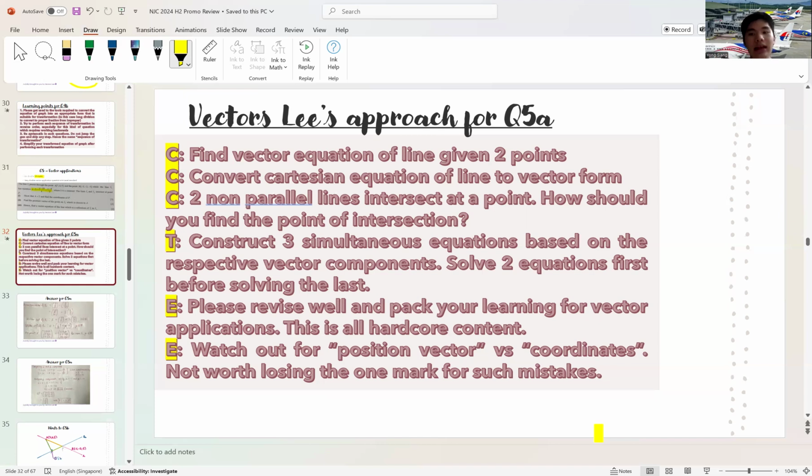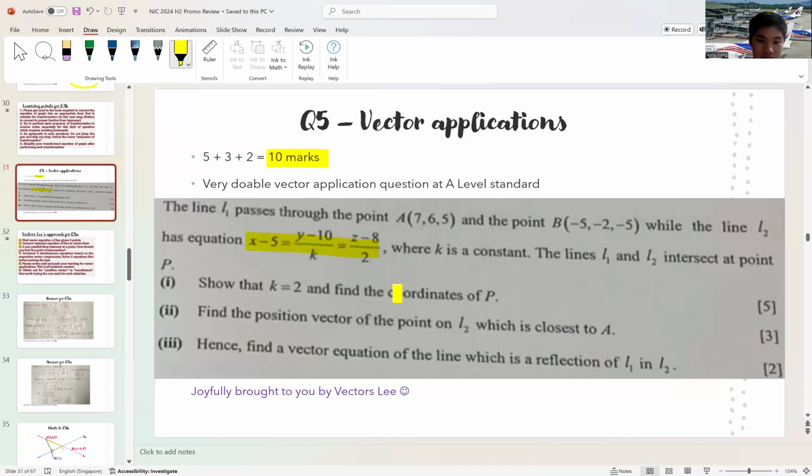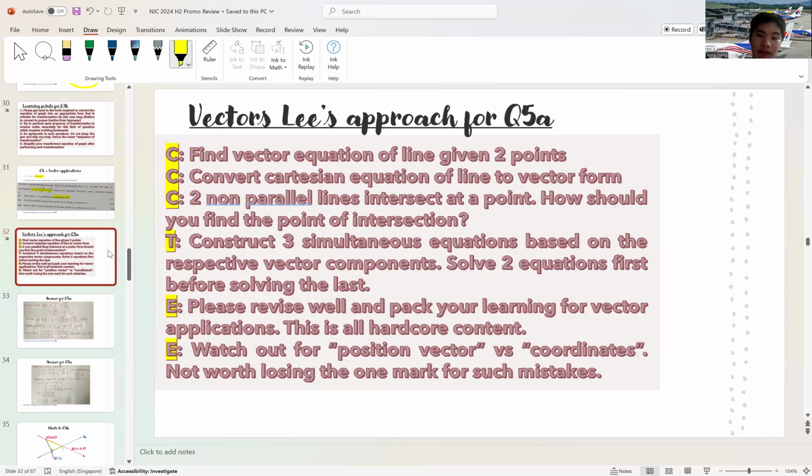Okay, and then of course for this question, the question here asks for coordinates. Please be very mindful of the difference between position vector and coordinates, because this is a very careless mistake and it's not worth losing that 1 mark. 1 mark in a math paper is worth a lot, especially due to the high distinction rate by Singaporean students.